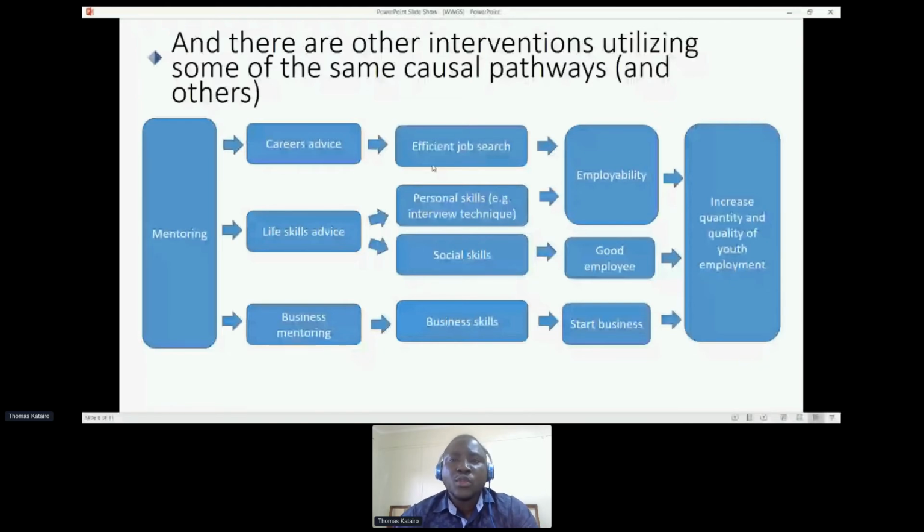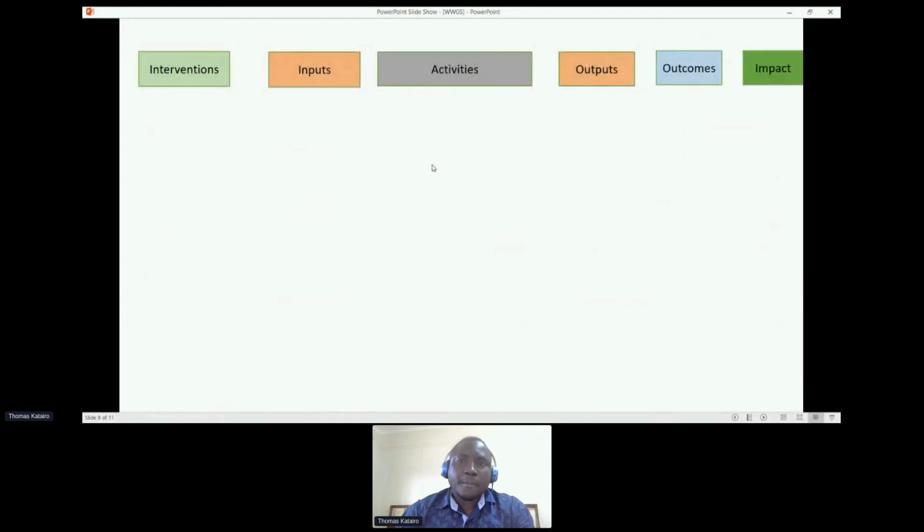So these are some of the pathways we can look at to see how to increase the quality and quantity of youth employment. Another one I wanted to show you is a bit more complex. This is the theory of change, which has interventions, inputs, activities, outputs, outcomes, and impact. The endpoint that I've been talking about is that we want to improve youth employment, especially in quality and quantity. So this theory of change starts with the end in mind. So in the end, what we want is the impact.